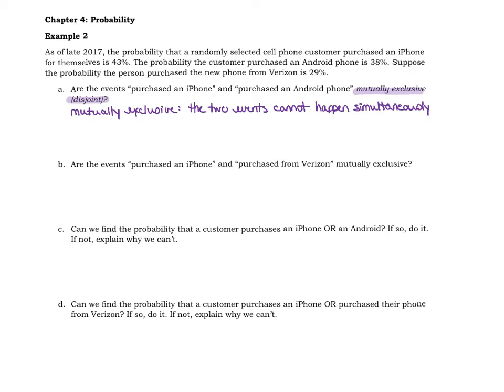Are the events purchased an iPhone and purchased an Android phone mutually exclusive? Okay, so if you are buying yourself a phone, can you buy yourself a phone that is an iPhone and an Android at the exact same time? No. No phone can be both at the same time. So these are mutually exclusive. So no phone is both Android and an iPhone at the same time.